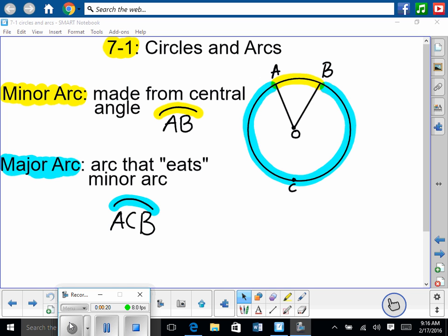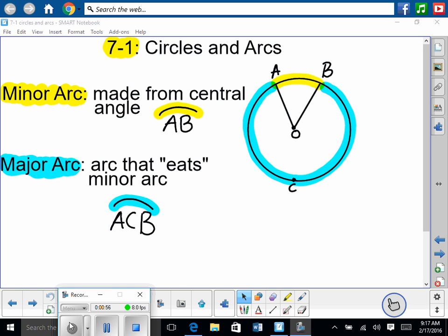Okay? So a minor arc. A minor arc is made from the central angle. So remember, central angle means starts at the center of the circle and works its way out. So looking at this one, you see how this is a central angle and works its way out. The minor arc is the arc that intersects the central angle. So do you see how arc AB is my minor arc? It's called a minor arc, okay? Then a major arc is the arc that eats, I just say eats, it entraps the minor arc. So do you see how this blue arc entraps the minor arc? Kind of eats the minor arc. Okay, so that would be called a major arc. So it entraps the minor arc.